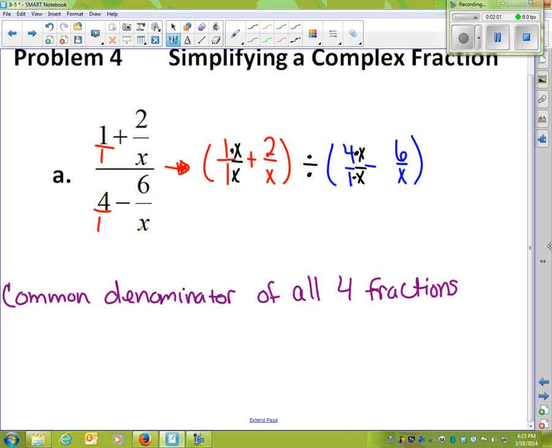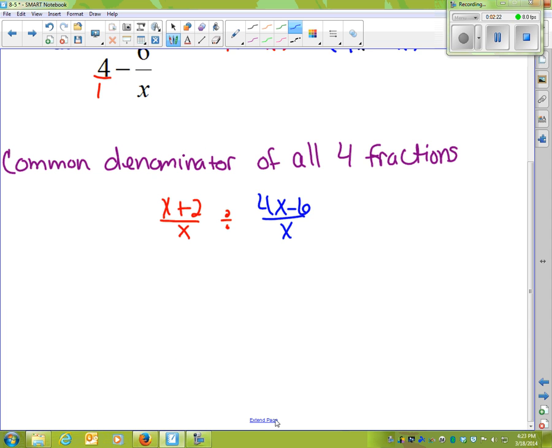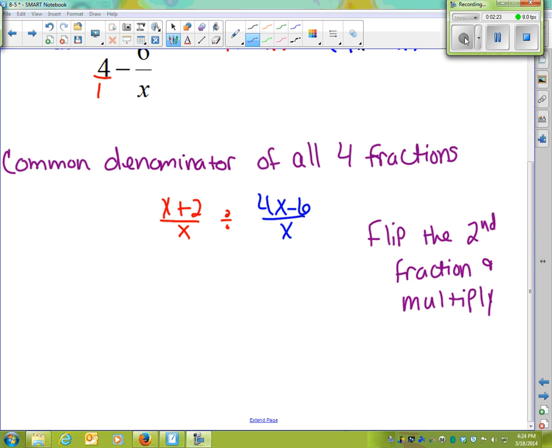So for my first group, the numerator, I have x plus 2 all over x divided by the denominator, 4x minus 6 all over x. Now we're going to divide fractions. When we divide fractions, we flip the second fraction and multiply.